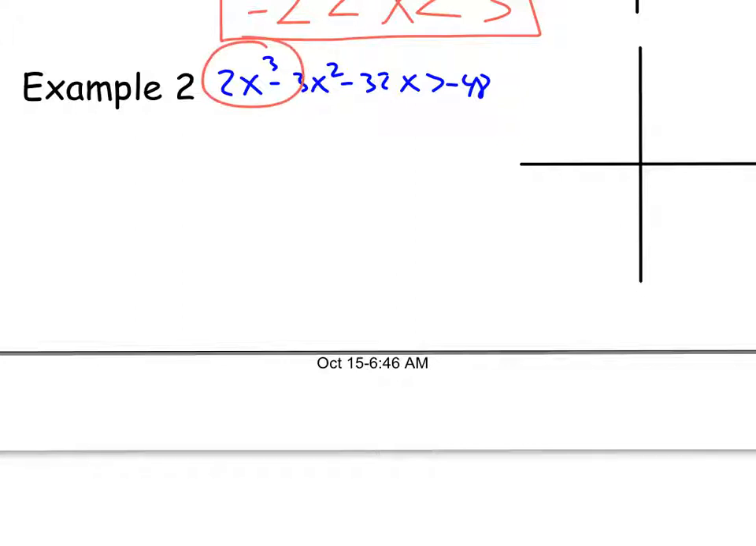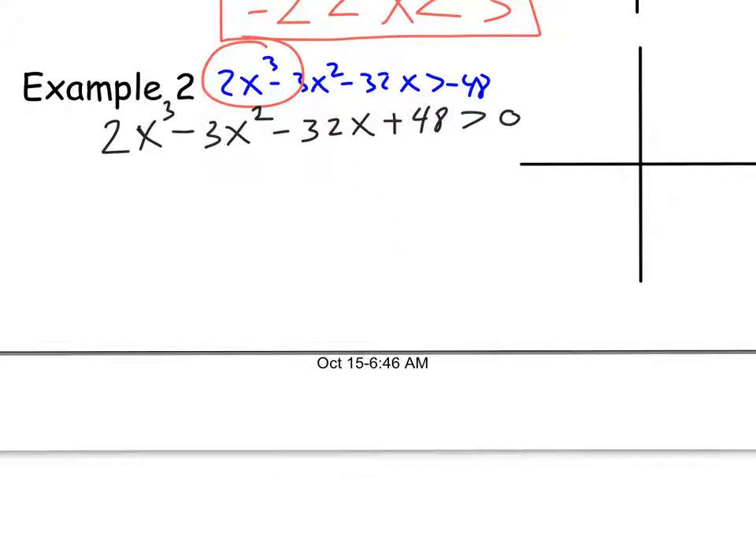The tails are going in opposite directions, and you've got a positive 2 out front, so the left one's going down and the right one's going up. Okay, that's going to be part of it. One other thing that this one has that the other one didn't, in addition to being a cubic, is you shouldn't try to do anything until you have one side as 0. So I'm going to add that 48 to both sides.